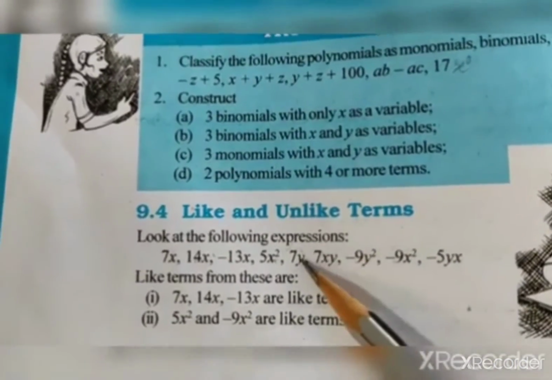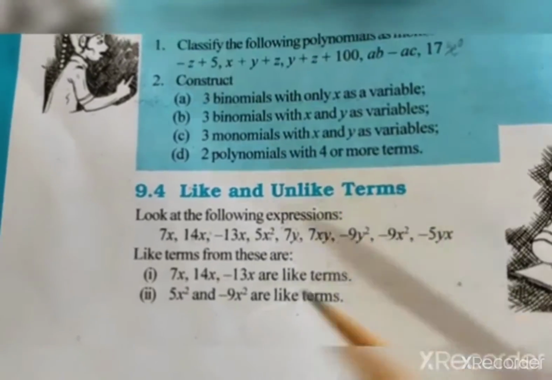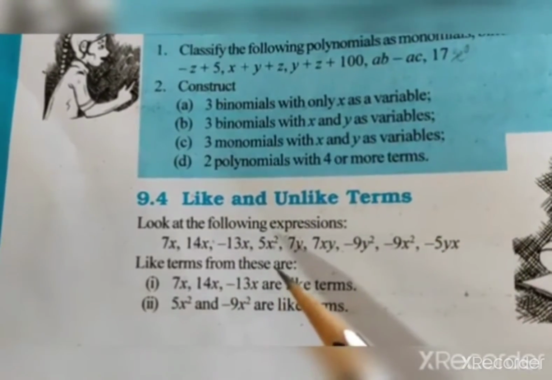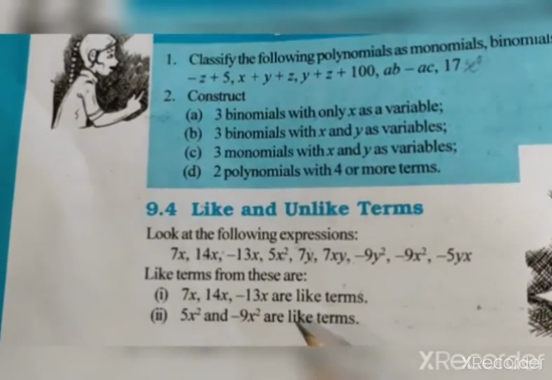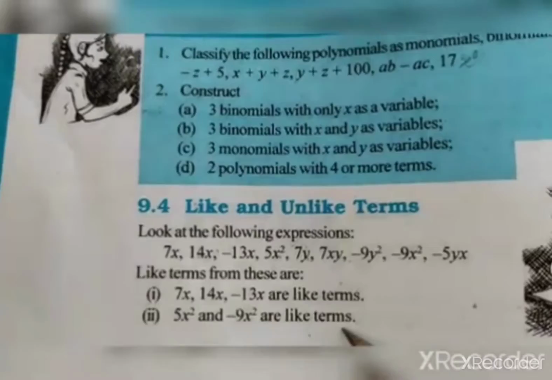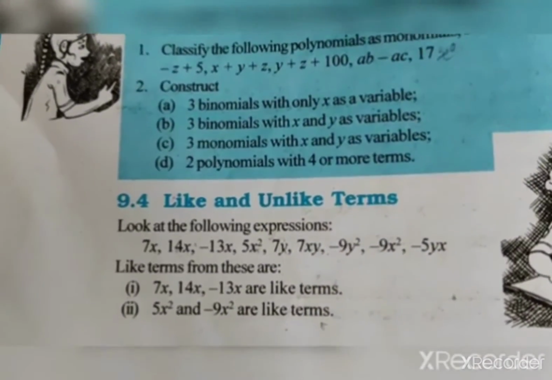Unlike terms: here there is only one variable y, here x and y. So the like terms from these are 7x, 14x, and 5x square, minus 9x square. So you got the idea how to define like terms and unlike terms.